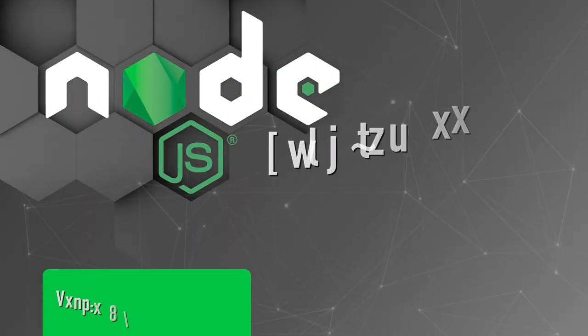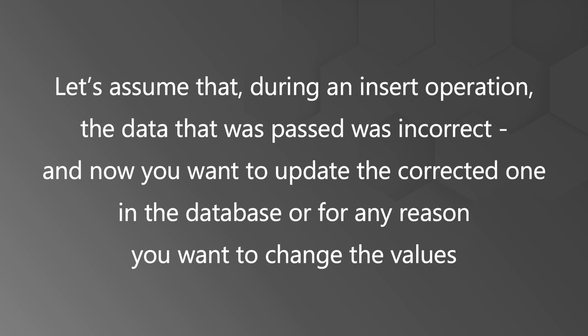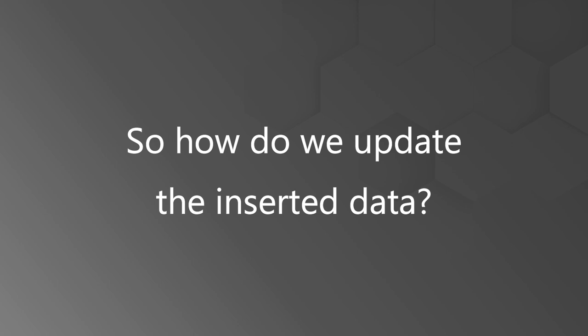So we have learned how to create a post API and insert data. But let's assume that during an insert operation, the data that was passed was incorrect, and now you want to update the corrected one in the database, or for any reason, you want to change the values. So how do we update the inserted data?